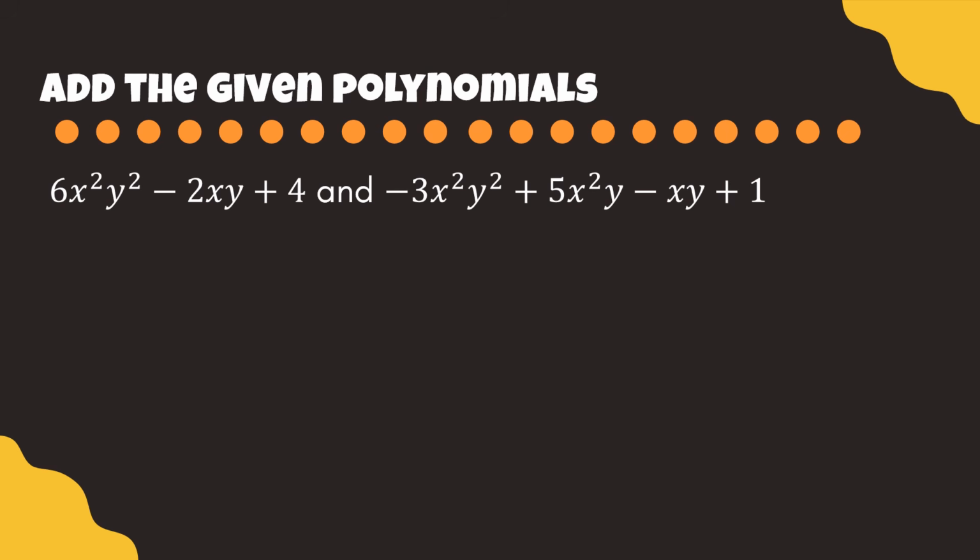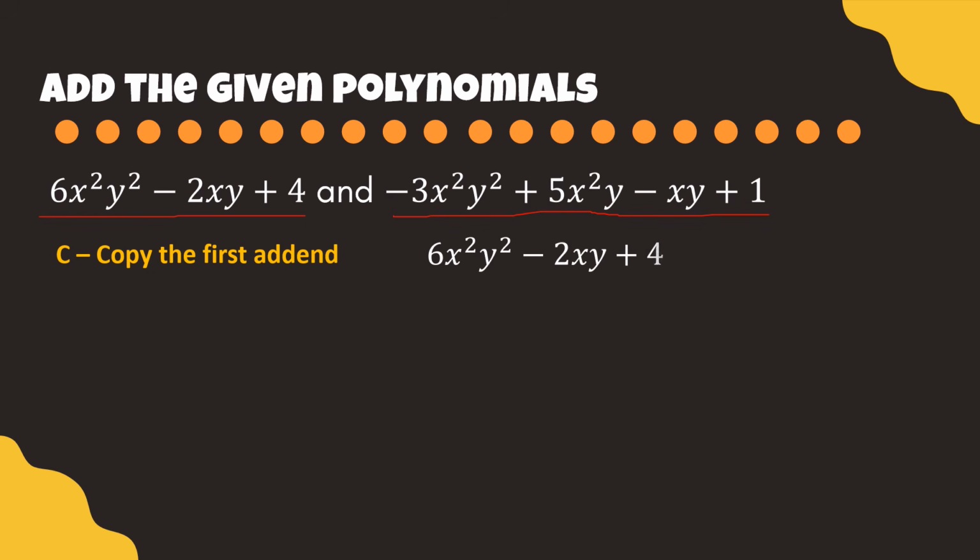Next, we have: add the given polynomials. 6x squared y squared minus 2xy plus 4 and negative 3x squared y squared plus 5x squared y minus xy plus 1. First step, we have C: copy the first addend. So we copy 6x squared y squared minus 2xy plus 4.